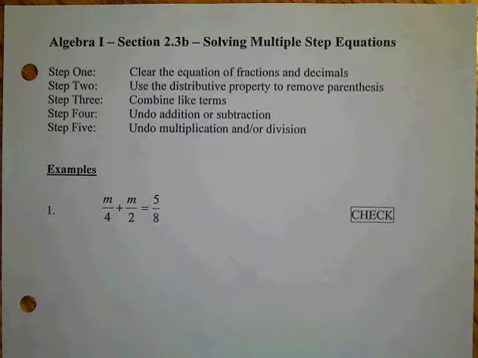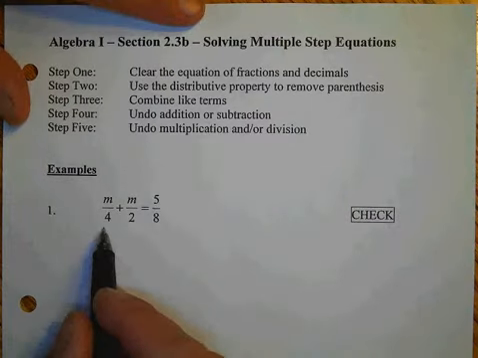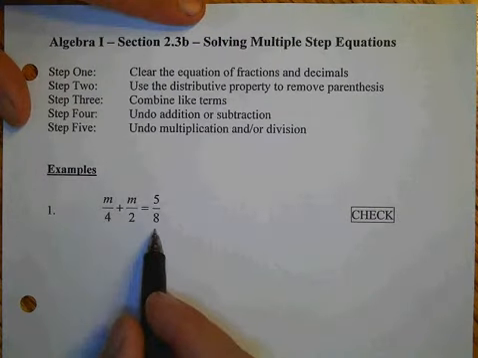In the second half of section 2.3, we're going to continue to solve multiple step equations. The other day we solved equations where we were combining x's on the same side of the equation. Today we're going to deal with the issue of what do we do if we have fractions. So in this first problem you see we have m over 4 plus m over 2 equals 5 over 8.